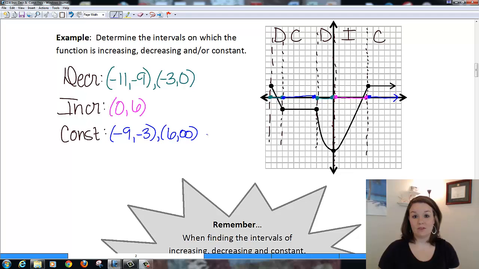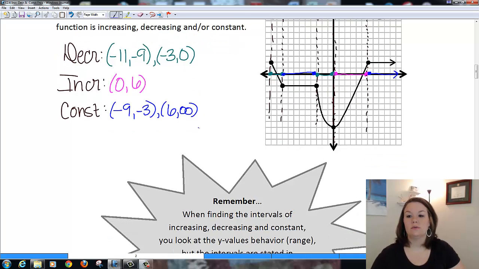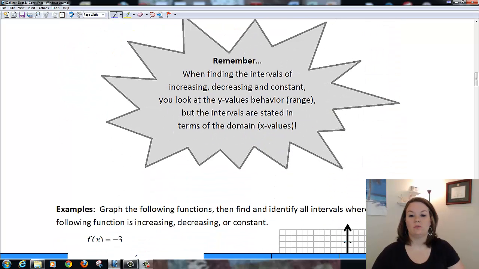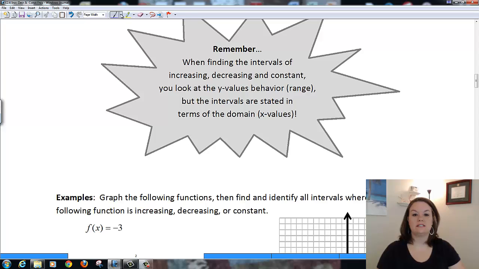We look at the y values to determine if it's increasing, decreasing, or constant. But then once we have the y values, we write our intervals in terms of our x. So that's what our little reminder down here says. When we're finding the intervals of increasing, decreasing, and constant, you look at the y values' behavior, but the intervals are stated in terms of the domain, which is the x values.